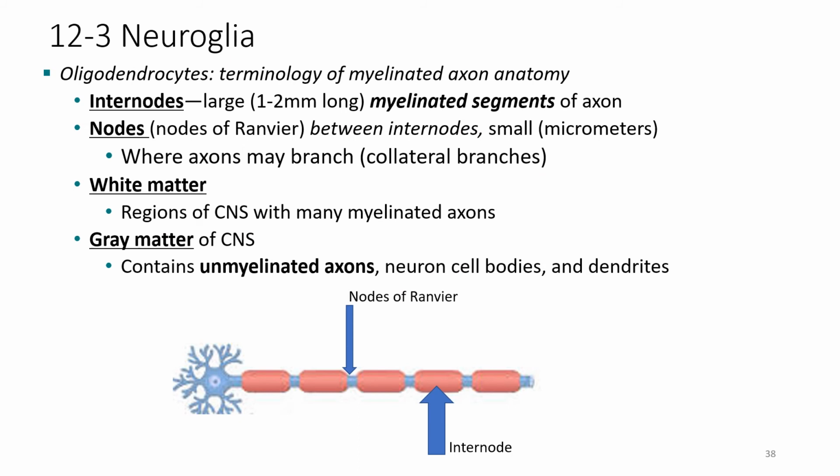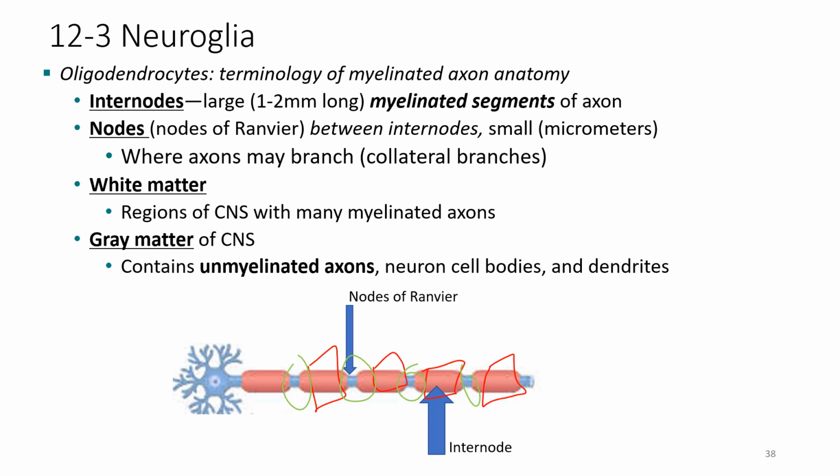A little bit of terminology when we're talking about myelinated axons and their anatomy. An internode is the name given for that myelinated segment of axon. So each of these areas that are myelinated are called internodes, and they're 1 to 2 millimeters long usually. In between the internodes, we have little unmyelinated sections, and those are called the nodes of Ranvier. And these are micrometers small.